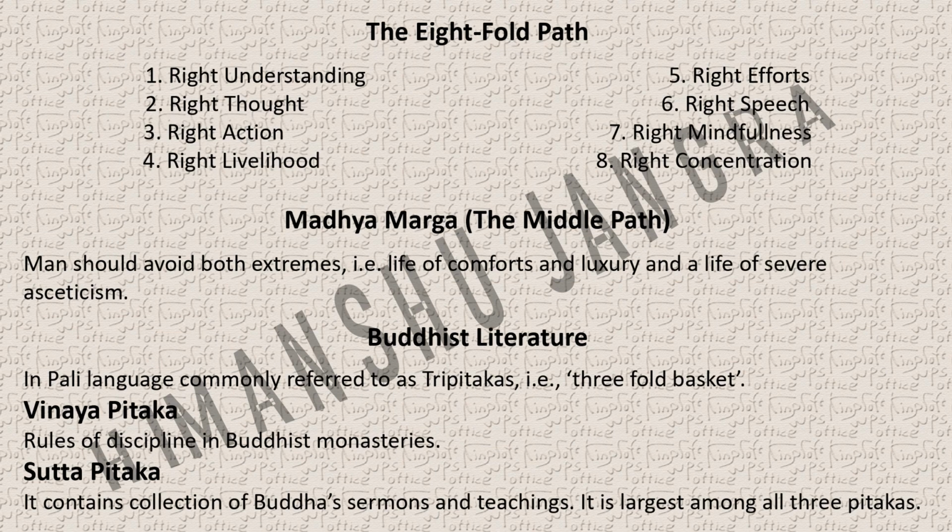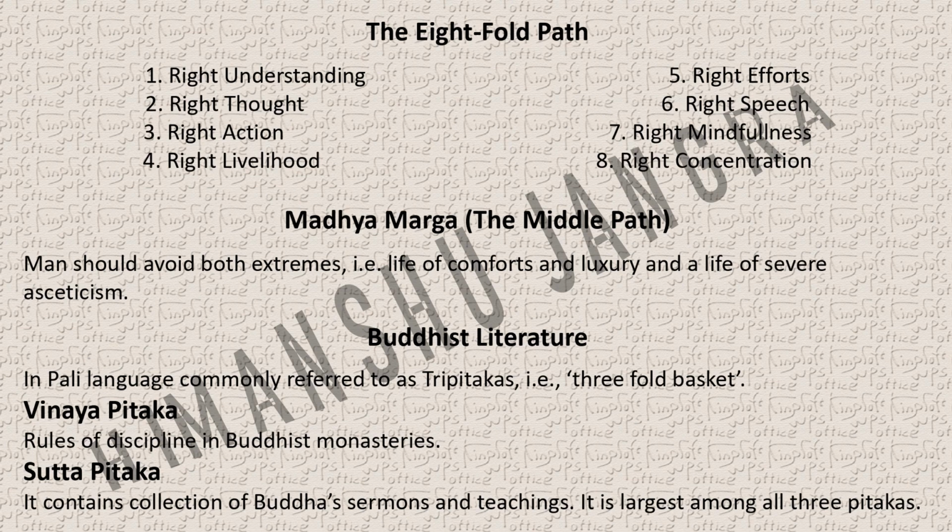The Eightfold Path. 1. Right understanding. 2. Right thought. 3. Right action. 4. Right livelihood. 5. Right effort. 6. Right speech. 7. Right mindfulness. 8. Right concentration. Madhyamarga, the middle path. Man should avoid both extremes, that is, a life of comforts and luxury and a life of severe asceticism.